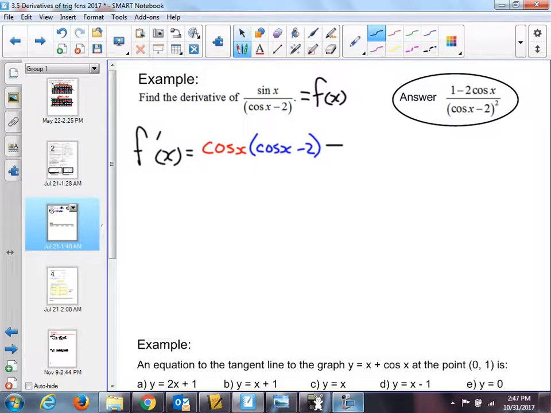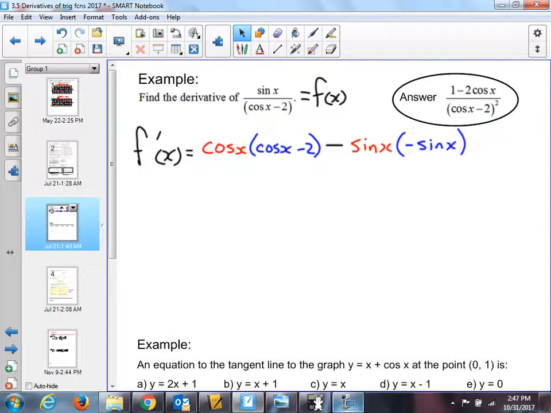Subtract. That subtract is built into the formula. The top thing left alone. The derivative of the bottom. Cos of x's derivative, negative. Then the minus 2 part, 0, right? Okay. The bottom, the denominator, squared.